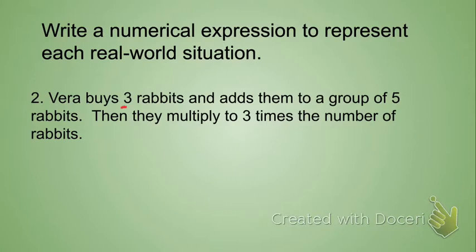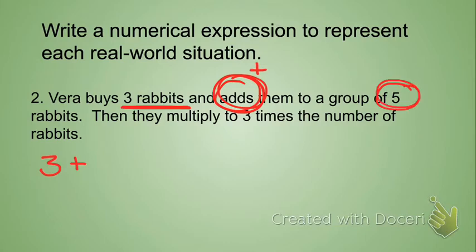First, she starts out with 3 rabbits, right? So we've got 3 little bunnies here. And adds, well, that's pretty obvious what operation is going on there, right? We're adding. So she has the 3 rabbits. She adds a group of 5 more rabbits. So she had 3 rabbits, she added 5 rabbits. And then the next sentence says, then they multiply to 3 times the number.